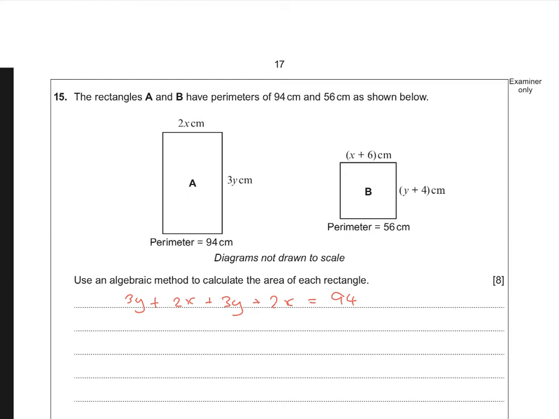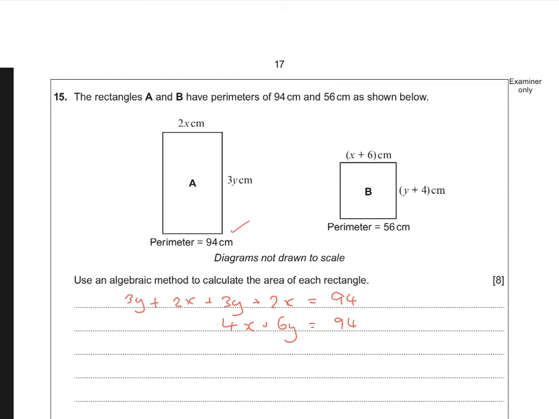I'm now going to simplify that to make it a bit better. I prefer getting the x's in front, just alphabetically. You don't have to, though. So I've got 2x and another 2x. So that's going to give me 4x plus 6y is equal to 94. Okay? So that's that one dealt with.